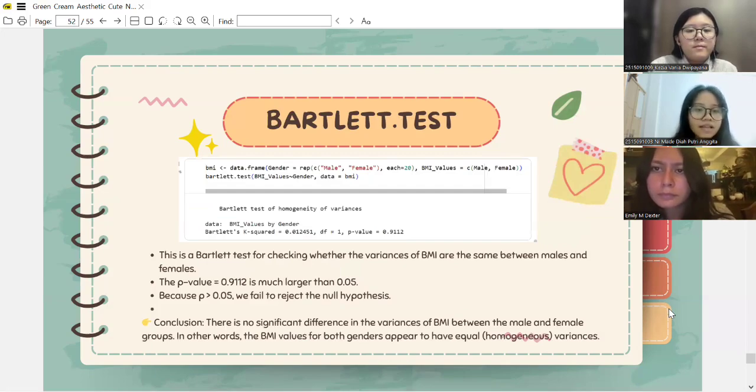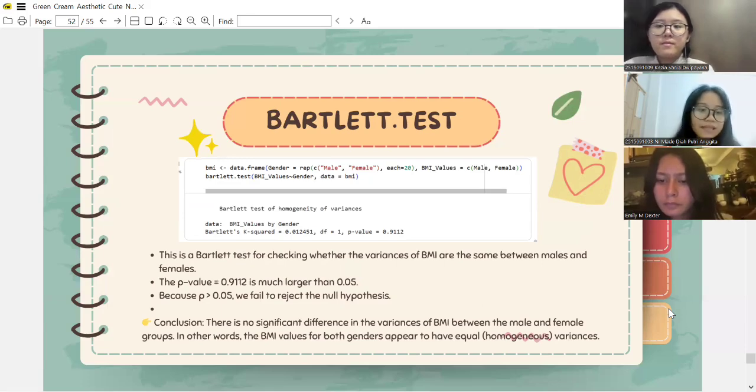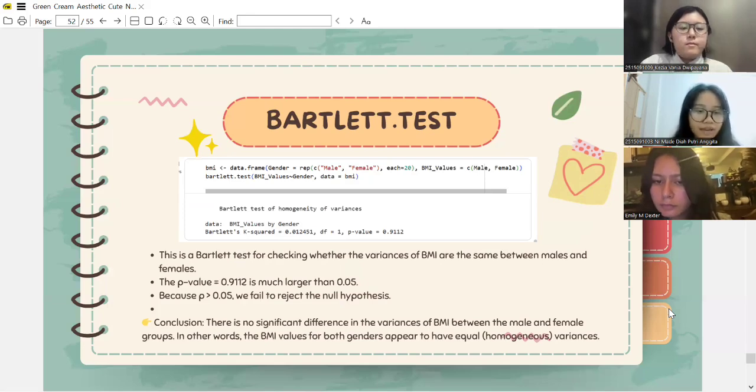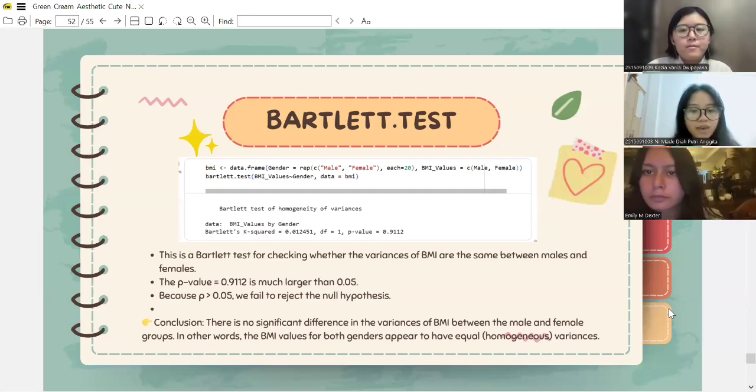Next, we have the Bartlett test. This is a Bartlett test for checking whether the variances of BMI are the same between males and females. The p-value equals 0.991, which is much larger than 0.05. Because the p-value is greater than 0.05, we fail to reject the null hypothesis. The conclusion is there is no significant difference in the variances of BMI between the male and female groups. In other words, the BMI values for both genders appear to have equal variances, or are homogeneous. Next.